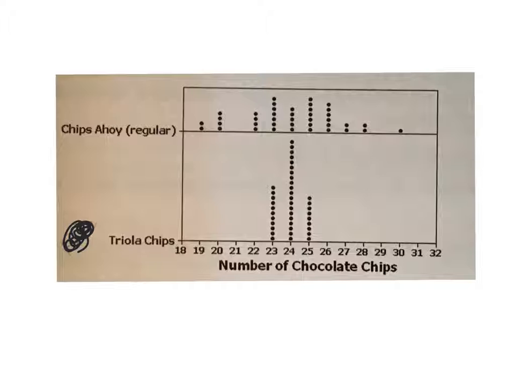Just an example right here. These are Chips Ahoy regular cookies and Triola chips. And you can see on the dot plots that this dot plot right here is so much more spread out than this one. Now, if you look at their means, the center's about the same. But for the Chips Ahoy, the amount of chocolate chips in each cookie is very much more widespread than the Triola. So that's what we're going to be looking at: how spread out is the data.